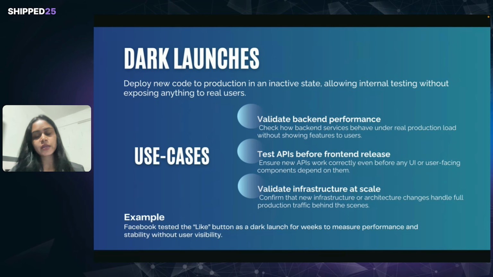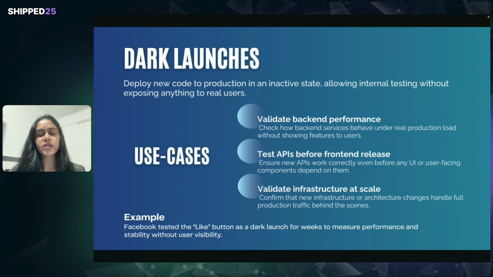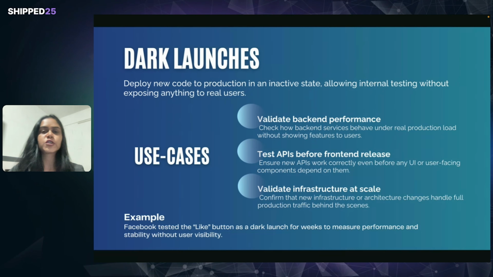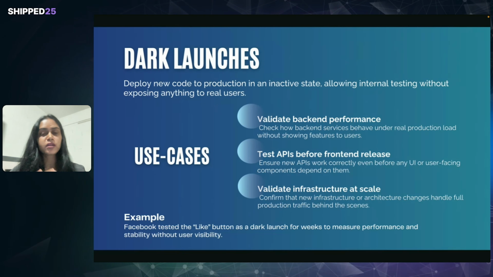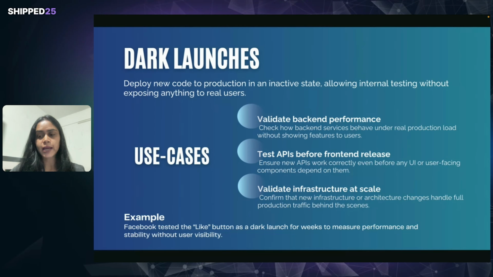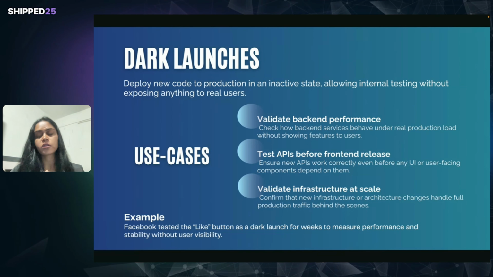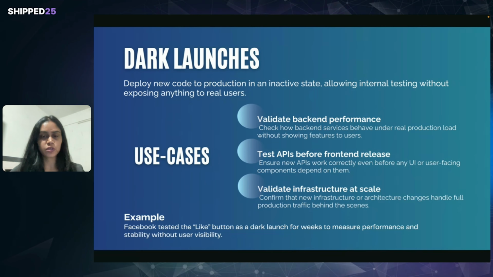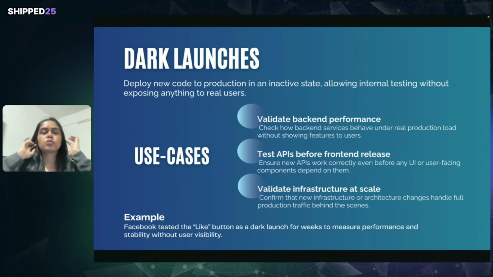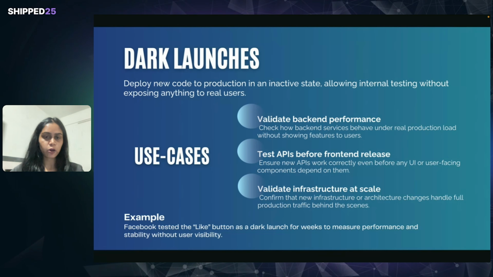Dark launches are also very useful for validating infrastructure at scale. Maybe you are switching to a completely new database, or incorporating a new caching layer. You can start routing real-time traffic internally and observe how things are working and how the infrastructure is behaving, and then make adjustments long before your users can actually use it. So that is another use case for dark launches.